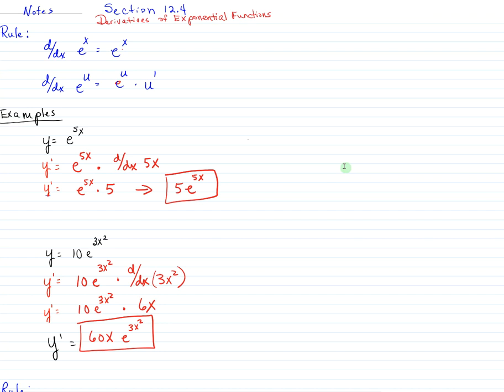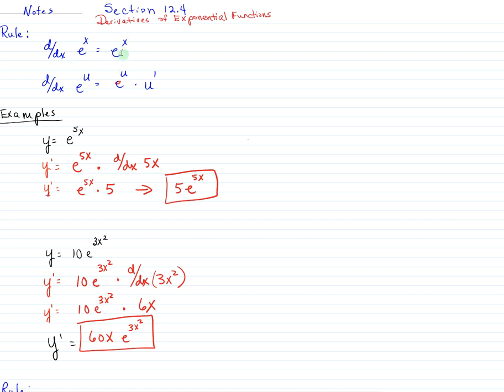This is section 12.4, and we're going to talk about derivatives of exponential functions. So the first two rules that we have: when you're taking the derivative of e to the x, the derivative is simply e to the x.